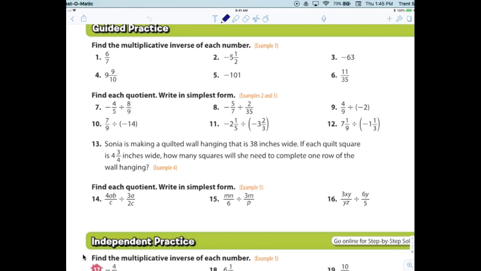Alright, when you do the inverse, you're canceling something out. Alright? So hear me out now. Alright? So what would be the multiplicative inverse for 6/7? Yes. Come on, guys. 7/6.